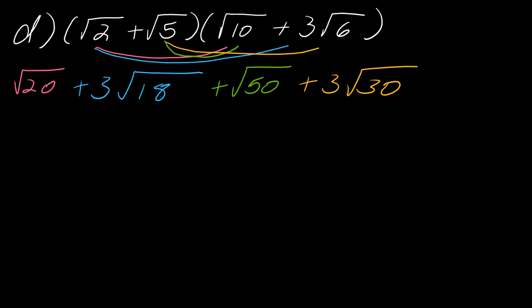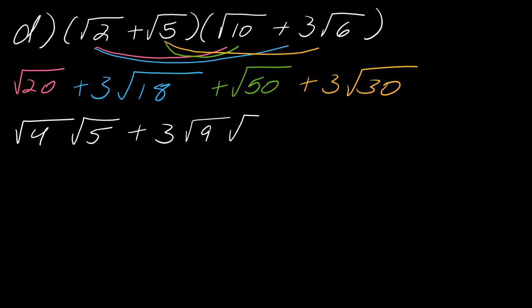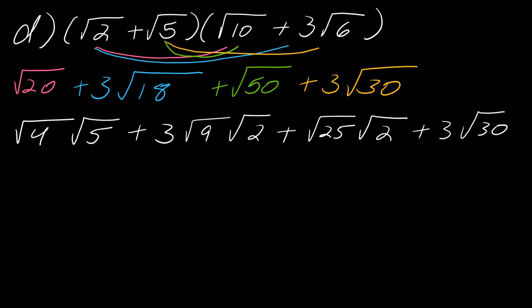Cool. So now we just have to look through and see what we can actually simplify further. For instance, the square root of 20 can 100% be simplified. So this would be the square root of 4 times the square root of 5. Let's see. The square root of 18 can be broken down. So this will be the square root of 9 times the square root of 2. The square root of 50 can be broken down into the square root of 25 times the square root of 2. And the square root of 30 cannot be broken down further. So here's everything that I can break down.